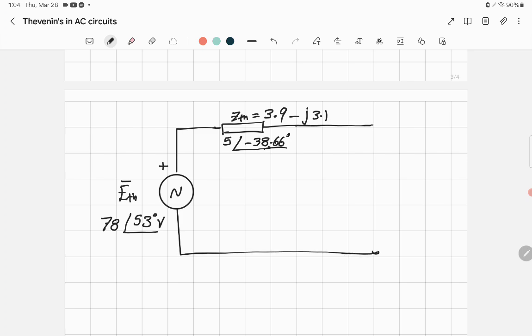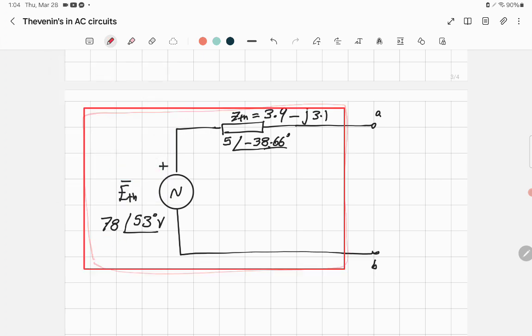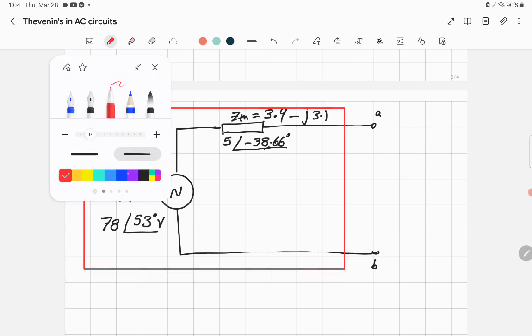So actually the equivalent Thevenin is like a voltage source, and the impedance consists of resistance connected in series with capacitance, because we have minus J. And that's the open circuit, or the terminal AB, the output. So that's your Thevenin equivalent. You can make it in a box like that. That's it. And then you can connect the load if you like.